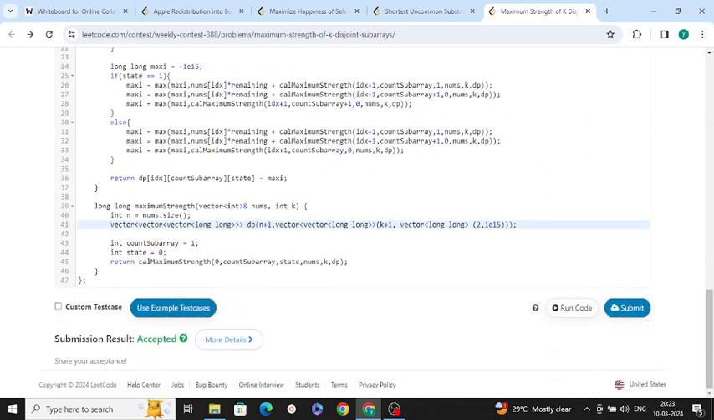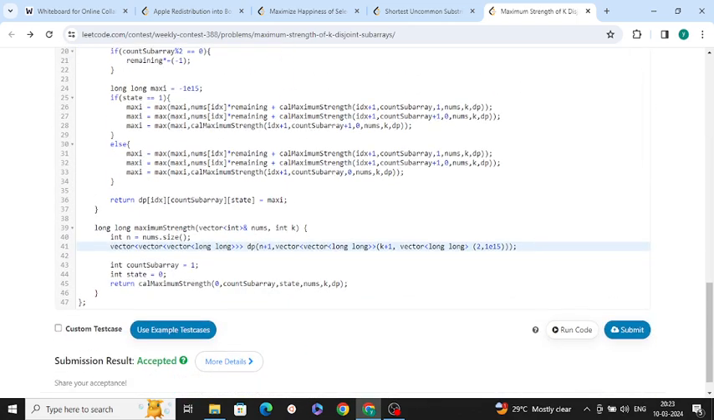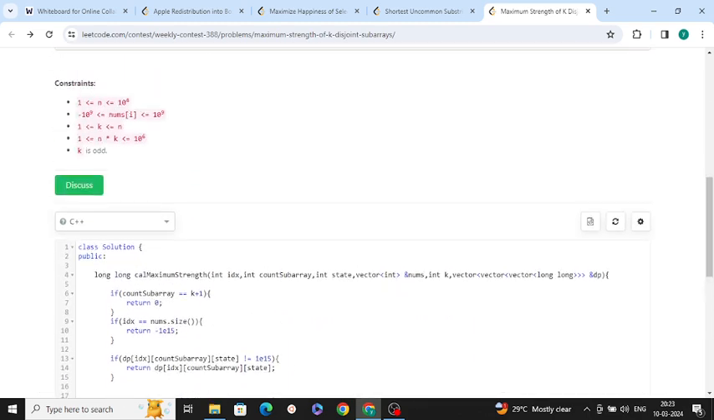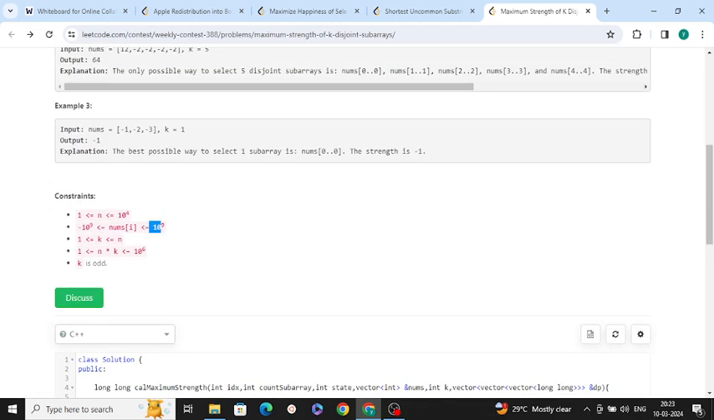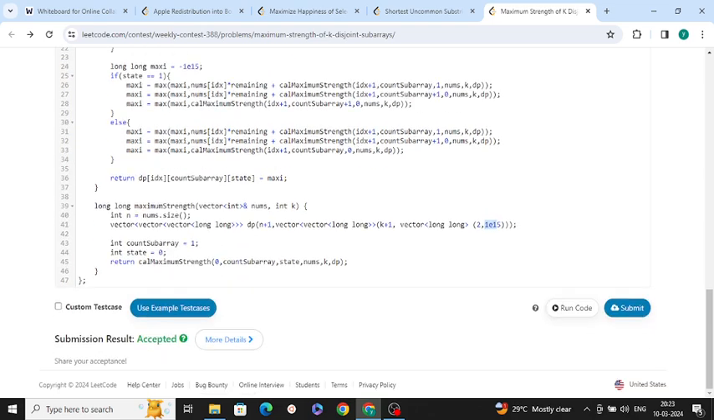Even though I have a habit of always filling the DP table with minus 1, many people failed here as well. They failed with minus 1 because they didn't take care of the condition that the answer can be minus 1 as well. So I have filled it with a maximum value, which can be 1e15. Here you can see that nums of i is 10 to power 9, and 10 to power 13 or 10 to power 15, anything can work. So I have put the maximum size.